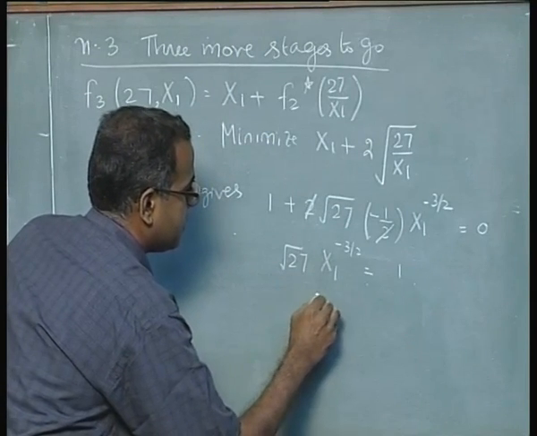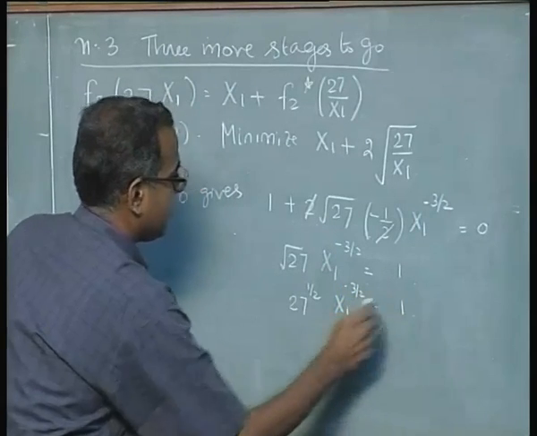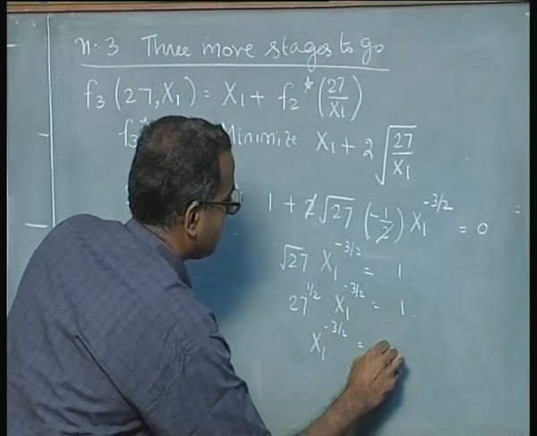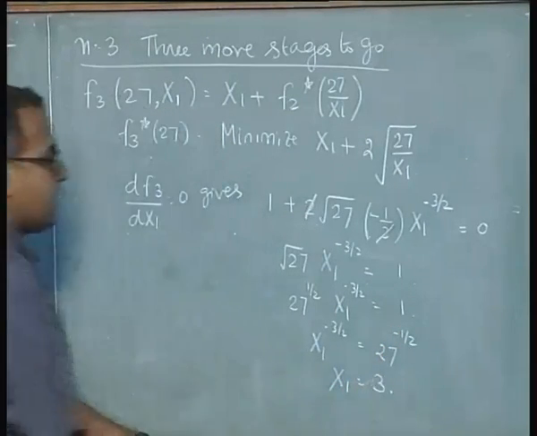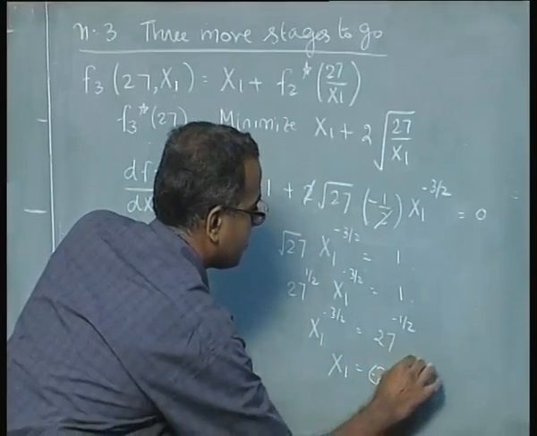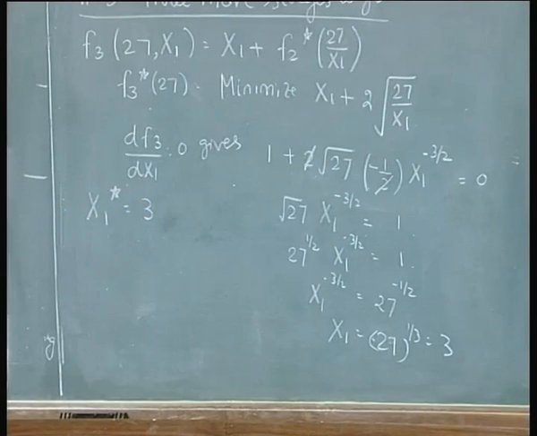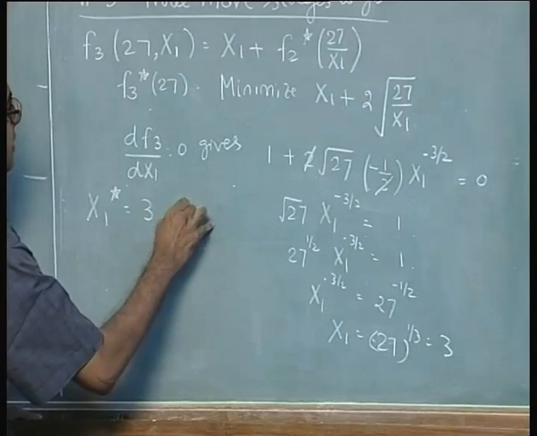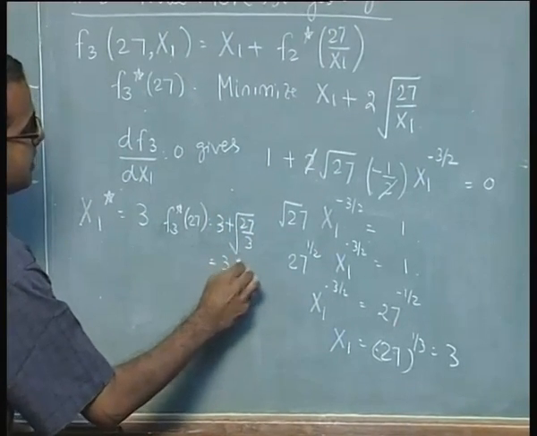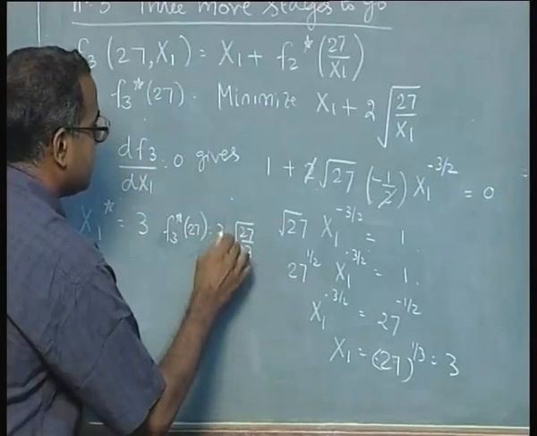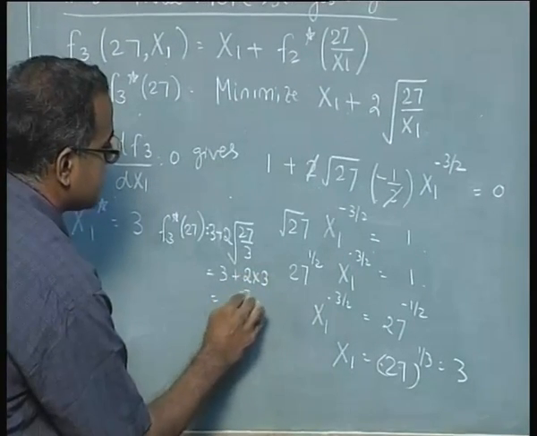Now this is 27 to the power half, so 27 to the power half into x1 to the power minus 3 by 2 equal to 1. So x1 to the power minus 3 by 2 is equal to 27 to the power minus 1 by 2, from which we would have x1 equal to cube root of 27, 27 to the power 1 by 3, which is 3. So the best value of x1, which is x1 star, is given by x1 star equal to 3. Now F3 star of 27 will be 3 plus 2 times root of 27 by 3, so 3 plus 2 into 3, this is 9.